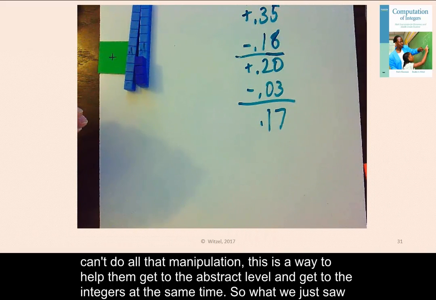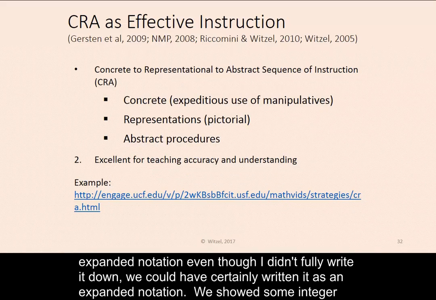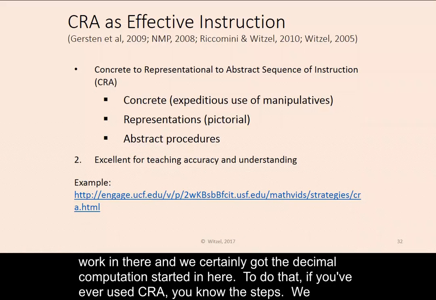So what we just saw was an introduction to a CRA piece. And in that video, there were lots of different things coming out, right? We discussed expanded notation, even though I didn't fully write it down. We could have certainly written it as expanded notation. We showed some integer work in there, and we certainly got the decimal computation started.